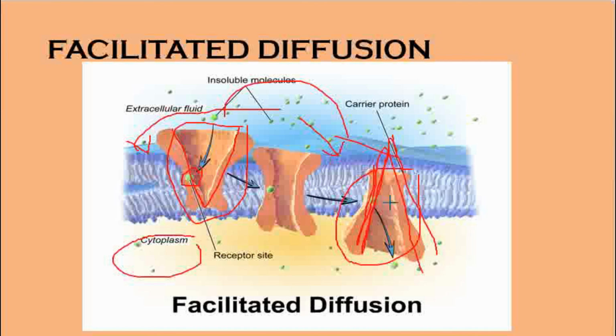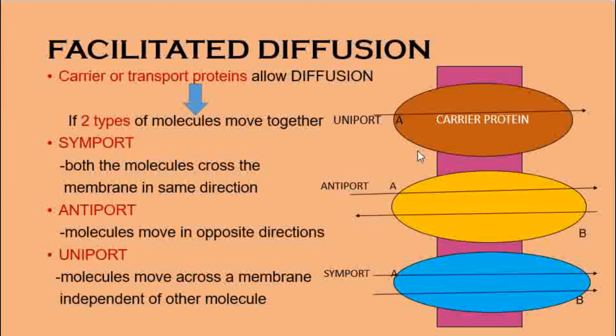Now it has a conformational change. Since it's a protein, the binding has caused this change, and the molecule has now come inside to the cytoplasm. Next, in facilitated diffusion itself, as I said, the carrier or transport proteins allow diffusion only if 2 molecules move together. So in some cases, the carrier or transport protein allows diffusion only if 2 types of molecules move together.